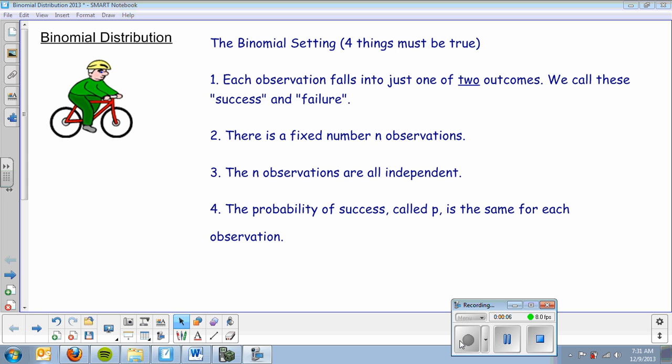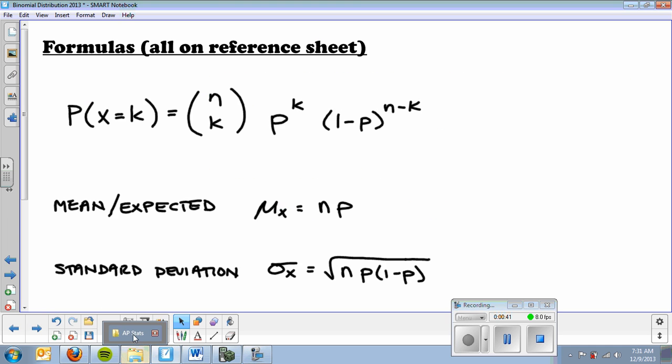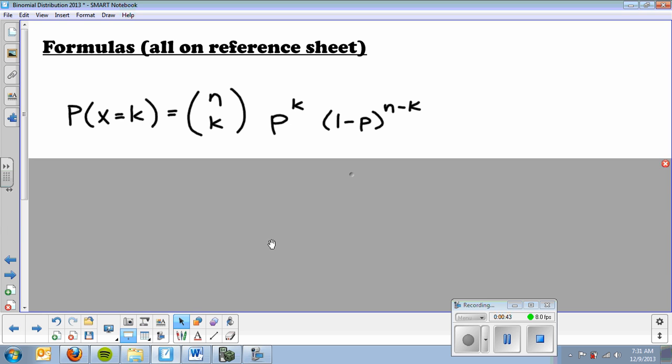Now, as we talked about in class with the quiz, there must be four things that are true in order for a question to be binomial. Each observation falls into just one of two outcomes, hence binomial. We call these success and failure. There's a fixed number n of observations. The n observations are all independent, and the probability of success, which we call p, is the same for each observation. Okay, so first we will walk you through some formulas.